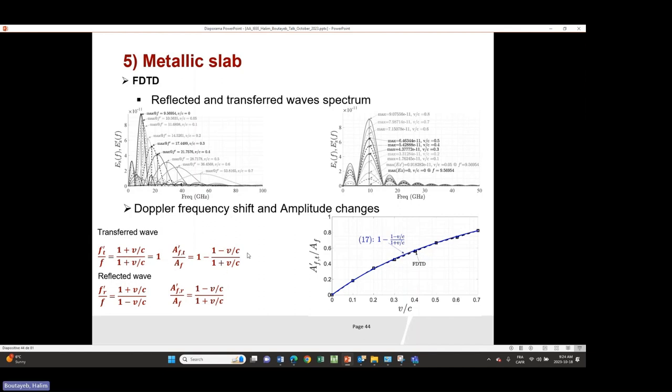The amplitude is given by this. It is easy to show that this is on the order of 2V over C, if we neglect the higher orders of V over C. So very small for normal speed. For the reflected wave, the Doppler effect is given by this, which is actually the same formula as in special relativity. And the amplitude here is the inverse of the frequency formula. And here we plotted the amplitude for the transmission and FDTD.